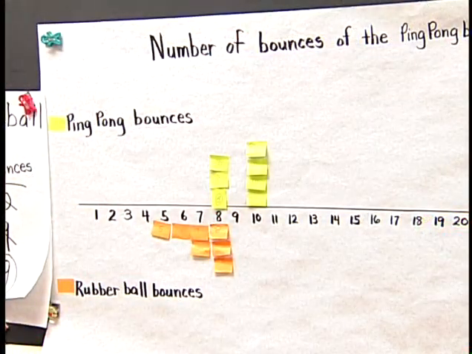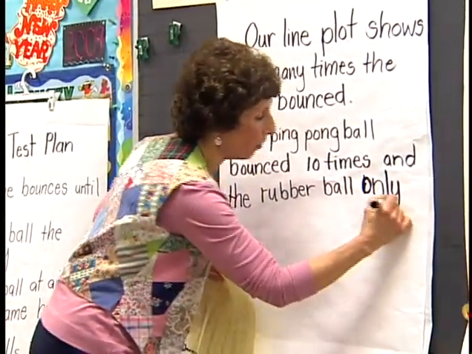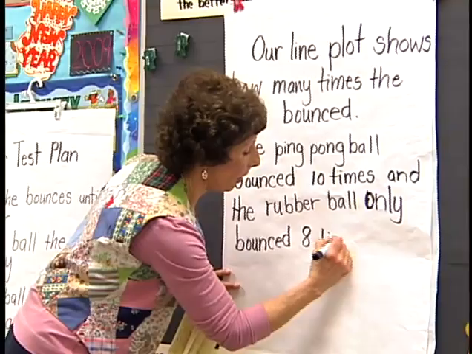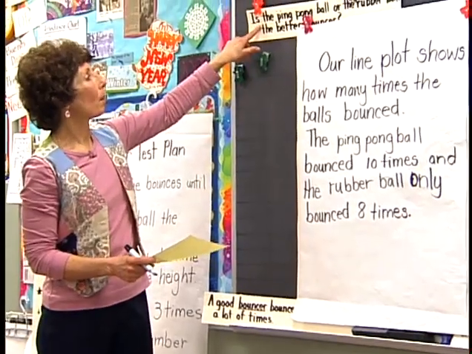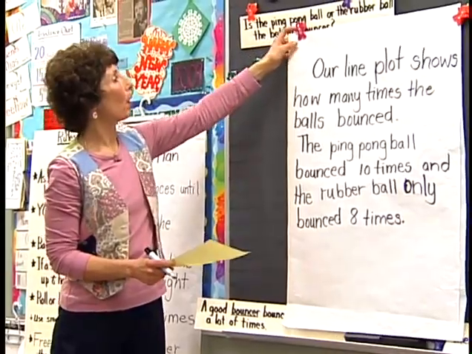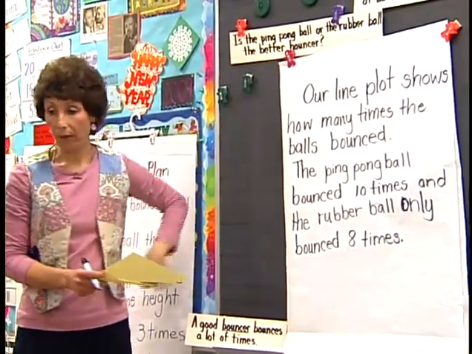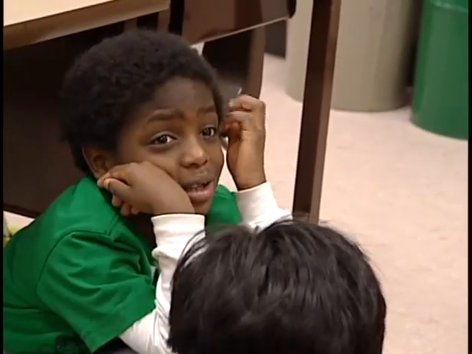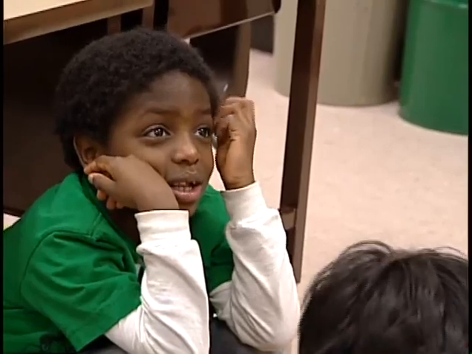Then the rubber ball bounced only this many times. How many times, Katie? 8 times. And then the last thing that a scientist would report would be, does that answer their question? Is the ping pong ball or the rubber ball a better bouncer? Do we know? Yes, we do. And we know because the ping pong ball bounced 10 times.